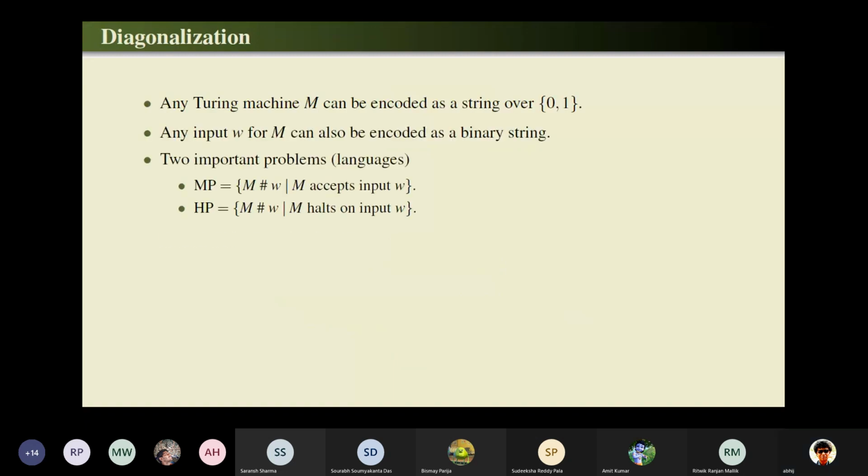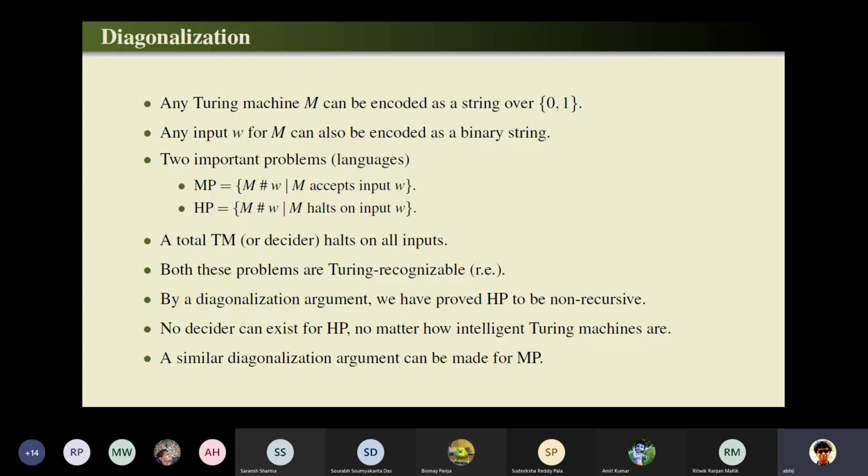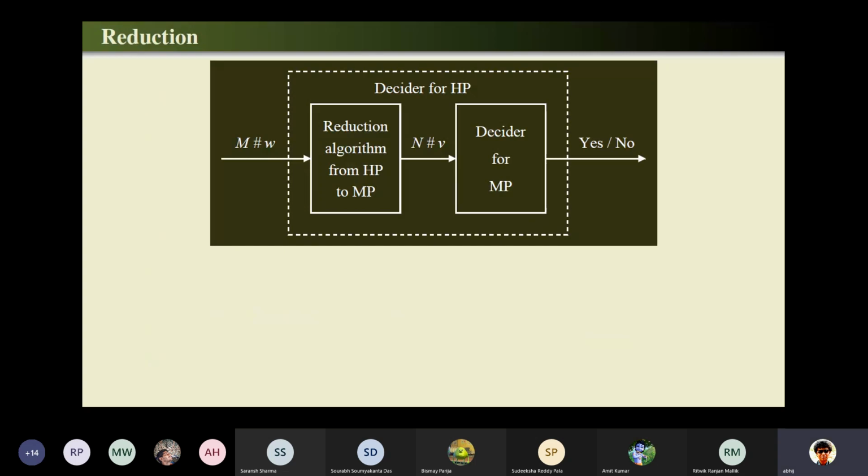Let me skip. We have these two problems. They are Turing recognizable, but no decider can exist for HP or MP, no matter how intelligent Turing machines can be. Okay, so I can make a similar diagonalization argument. So instead of H and L, I will just write accept and reject, A and R, in that two-dimensional table. Now what I will do is I will now use the theory of reduction to prove that the membership problem is undecidable.